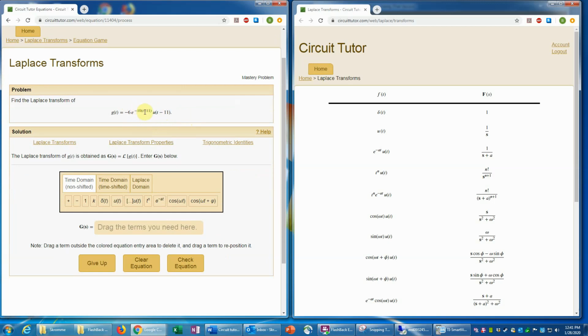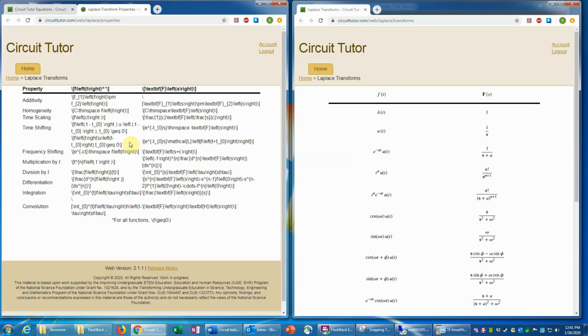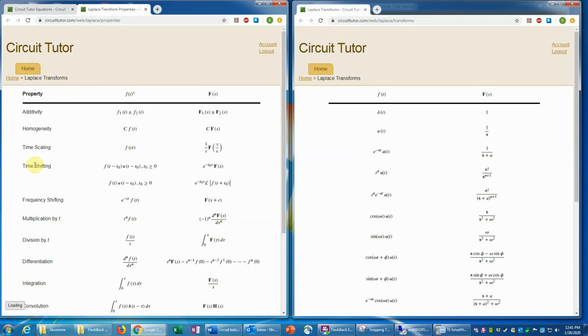I could, of course, make the e to the basically 110 here and make that a coefficient and put that in the constant out front, but that would actually be self-defeating because it's easier to do this with everything inside, that is, everything time-shifted in terms of the argument. So if we remember the Laplace transform properties, we'll use the time-shifting property, which is shown here.